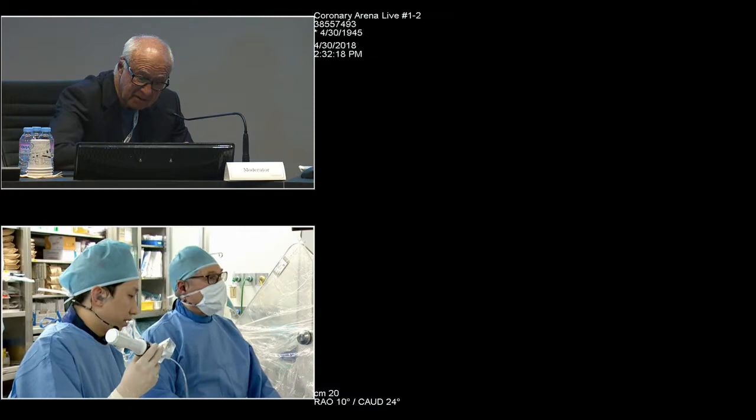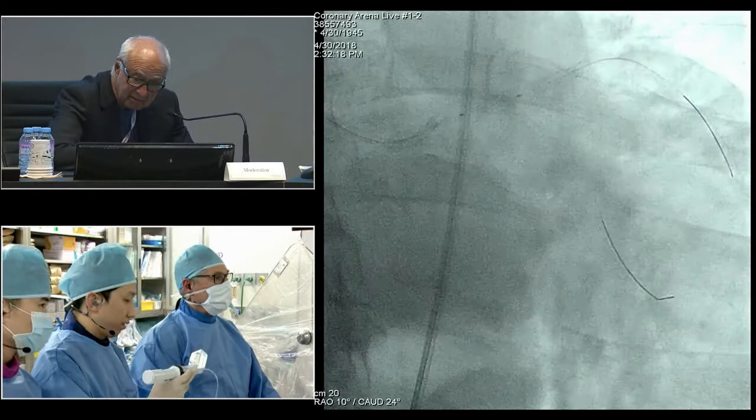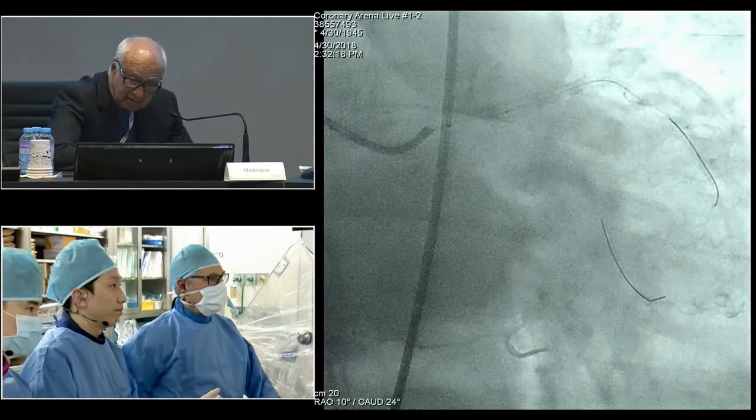So at the end of the procedure, we plan to do an OCT to check the result, and especially to check that we have full apposition of the stent proximally and distally.